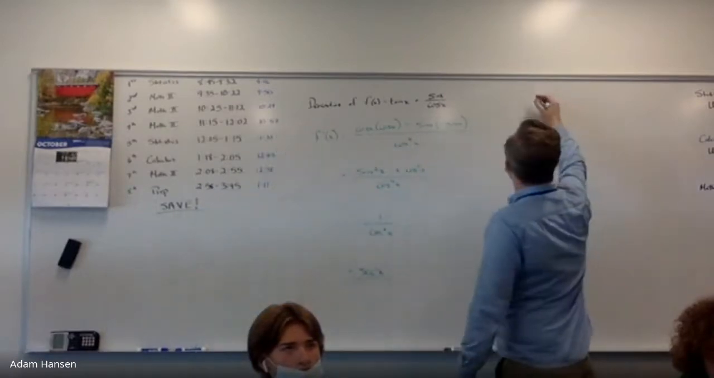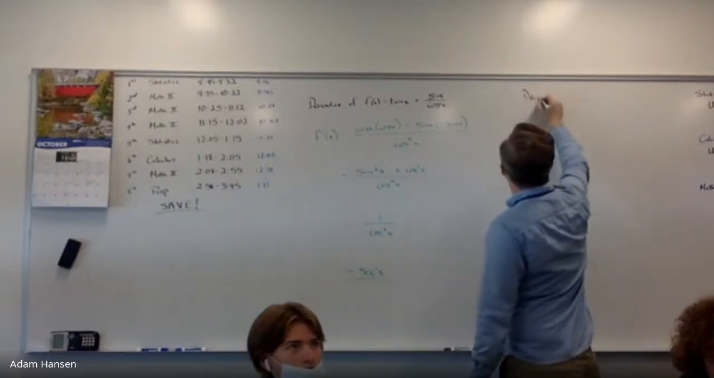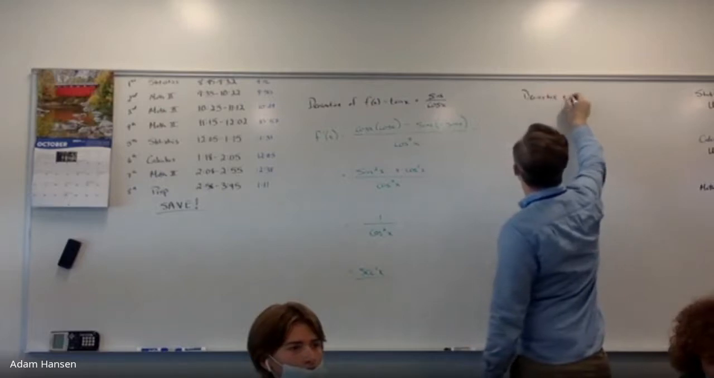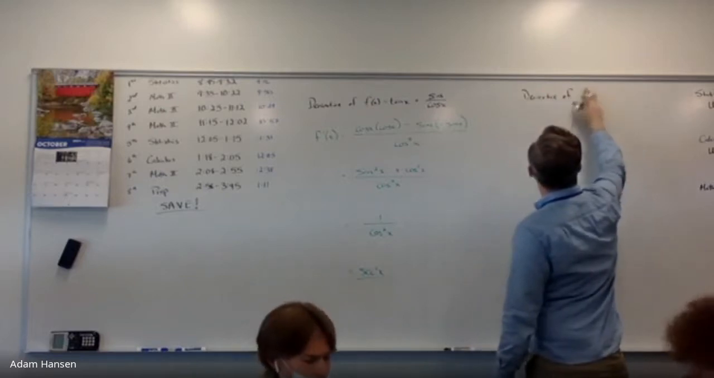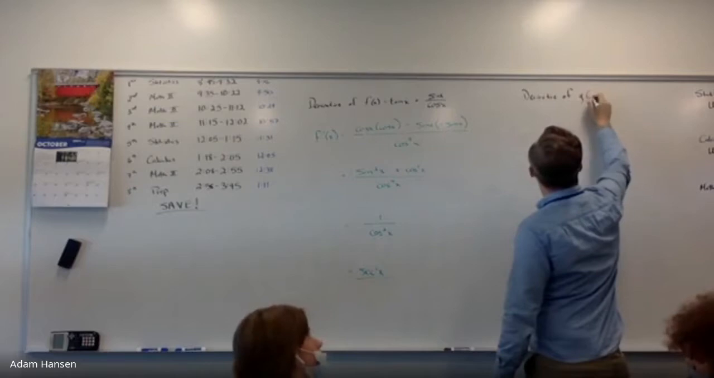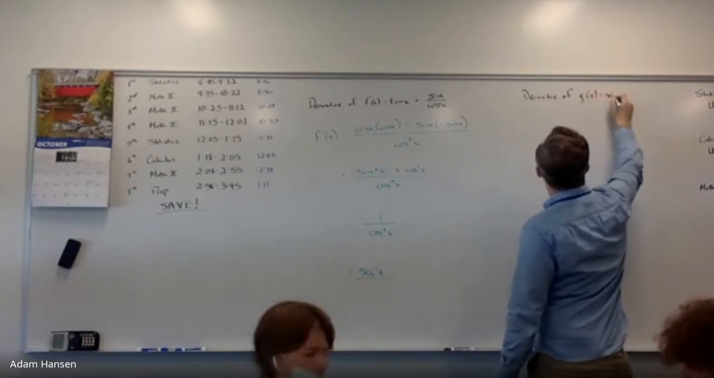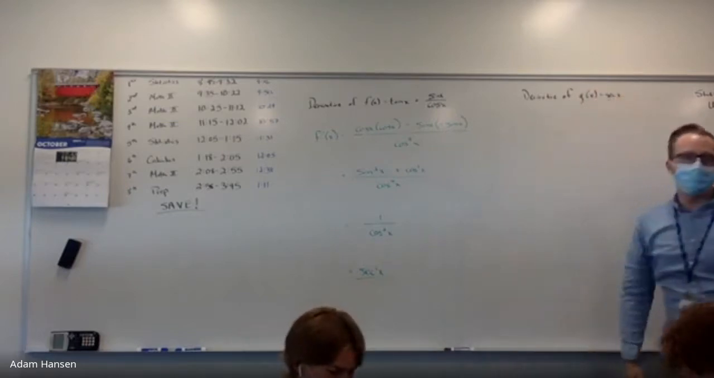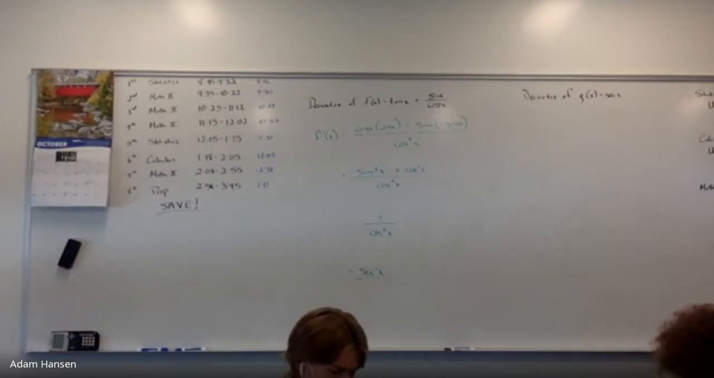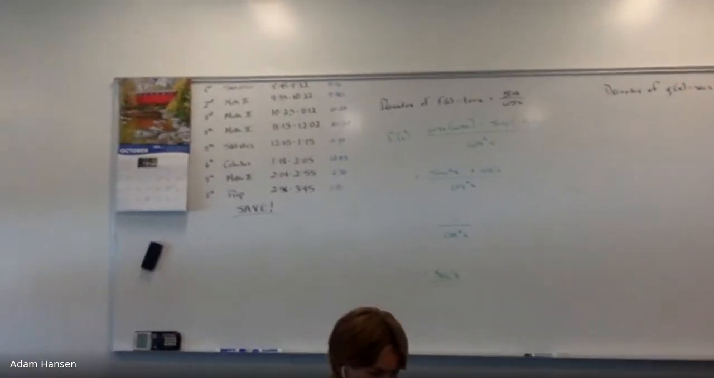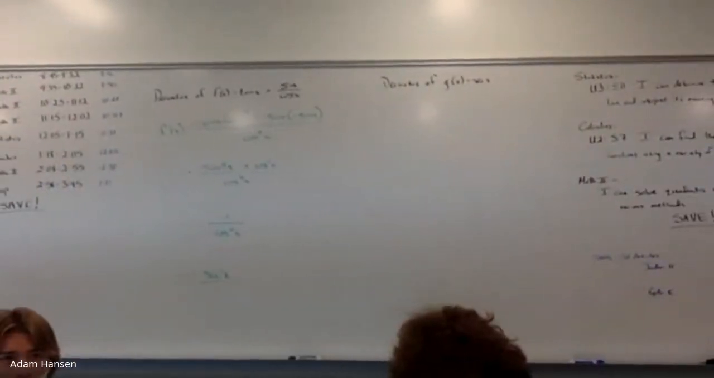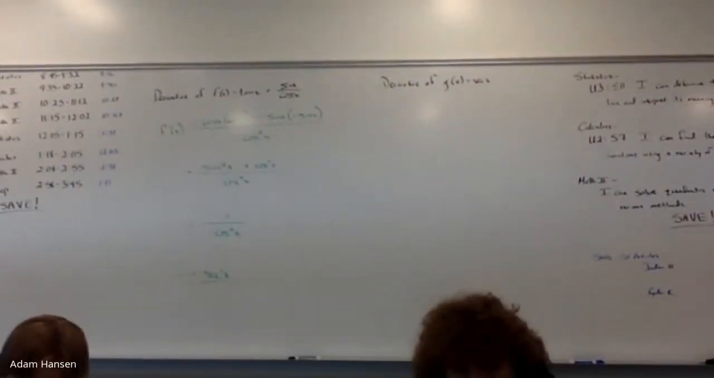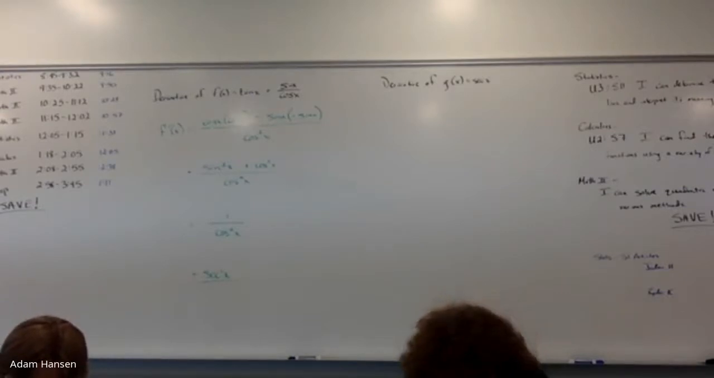Let's try one more. Let's just do the derivative of secant x. We're going to use quotient rule to see where the formula for the derivative of secant x comes from. It should be secant x tangent x.